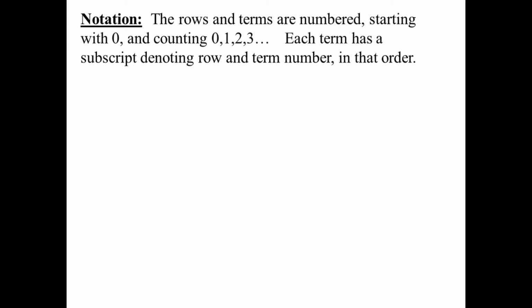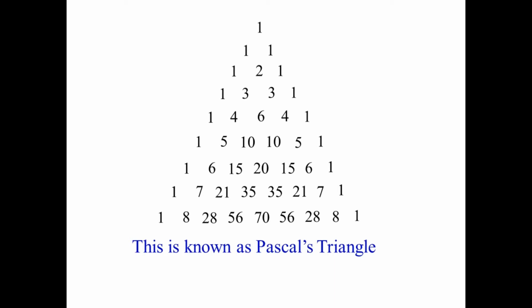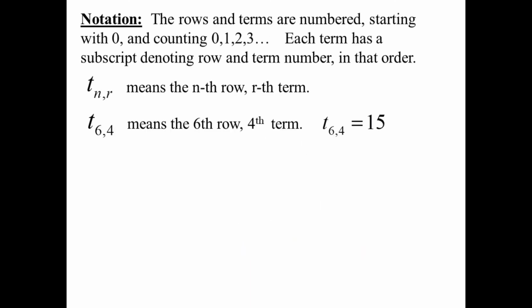The rows and the terms are numbered, starting with 0 and counting 0, 1, 2, 3. Each term has a subscript denoting row and term number, in that order. So T sub 6, 4 means 6th row, 4th term. And T sub 6, 4 apparently equals 15. Let's check. 6th row, 4th term. 0th, 1st, 2nd, 3rd, 4th, 5th. 6th row, 4th term. 1st, 2nd, 3rd, 4th term is 15. T sub 6, 4 is 15.